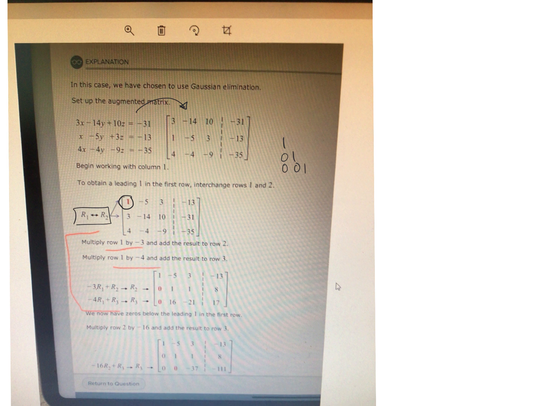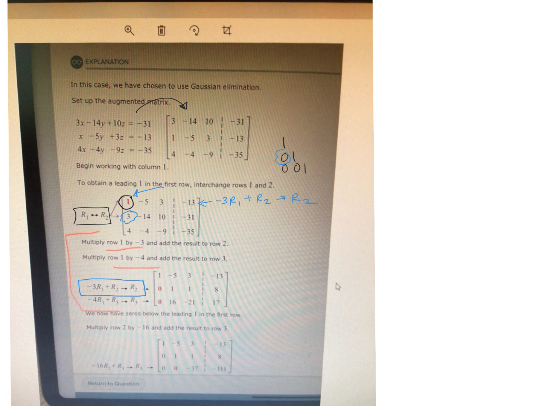So now the next thing that we want is for the 3 right here to turn into a 0, because we want the zeros down below that 1. So we use that 1 in order to eliminate it with that 3. So if we multiply the first row by -3 and then add that to row 2, it'll make our new row 2. So you can see that that is what's going on right here.